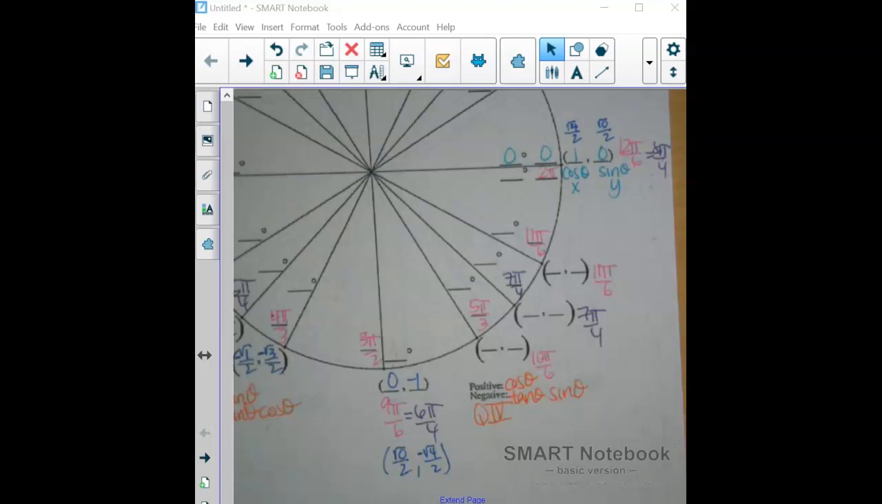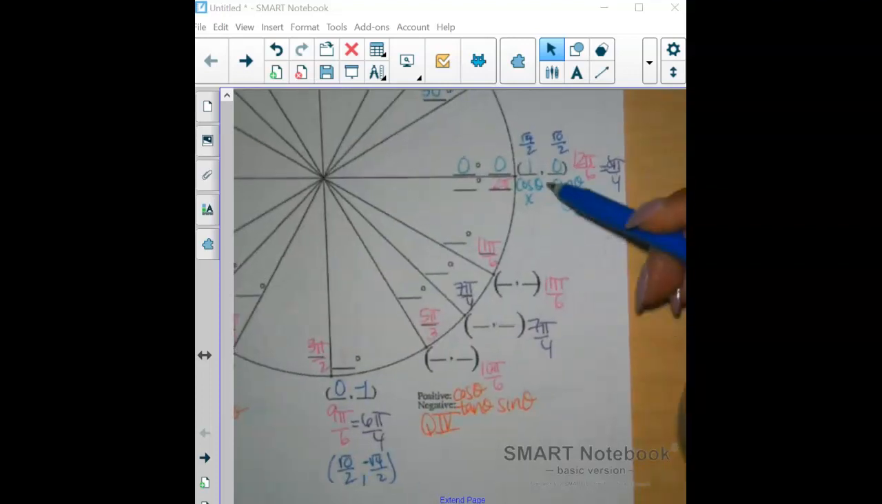Okay, so let's look at it. I'm going to start from... I know you're like, wait, where do I start from? Okay, well, let's start from the x-axis. Whenever you're writing these out, let's start from the x-axis to make it easier.